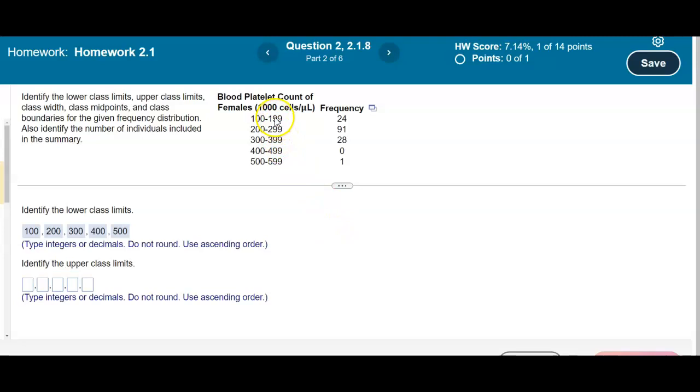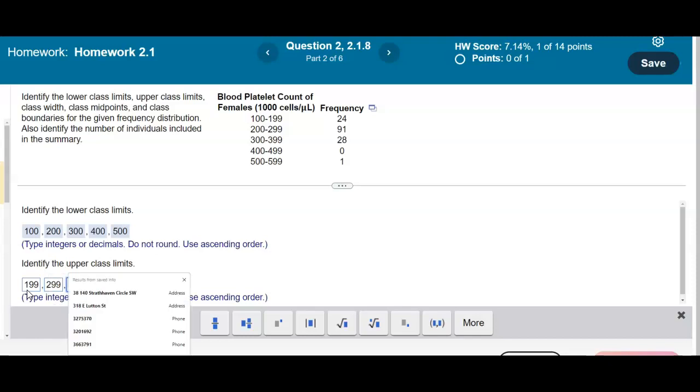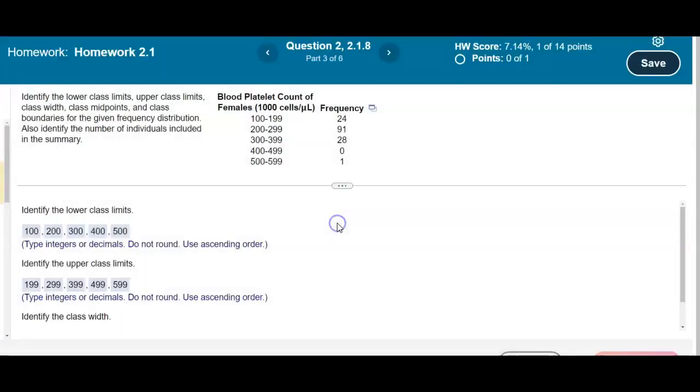Now the upper class limits are going to be the other numbers on the right-hand side, starting with 199, 299, 399, 499, and 599. Check our result, and there's our answer.